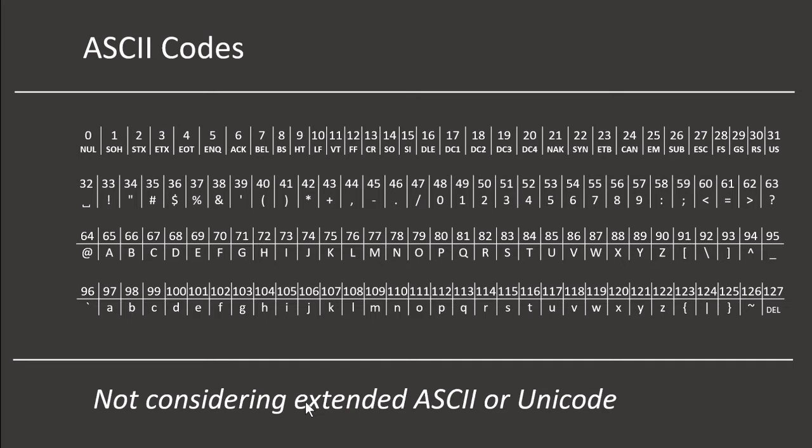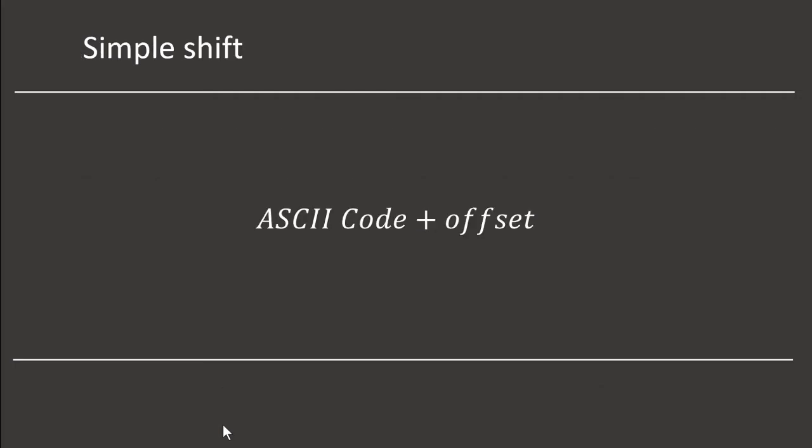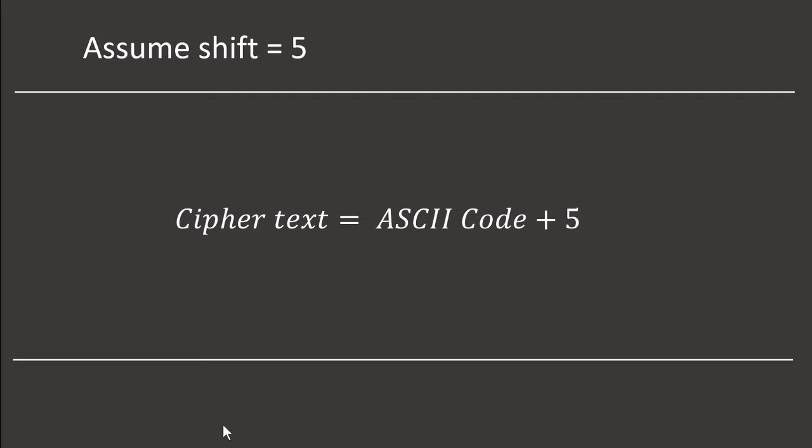We're not actually going to consider extended ASCII or Unicode today. If you wanted to use either one of those code sets with a Caesar cipher, the approach would be the same. The calculations are a little bit more complicated, but you shouldn't really have any problem using this same idea. So if we start with just the simple idea of taking the ASCII code and adding an offset, then, for example, let's say we want to shift everything down the alphabet by 5. So we can just add a 5 to whatever that ASCII code happens to be.